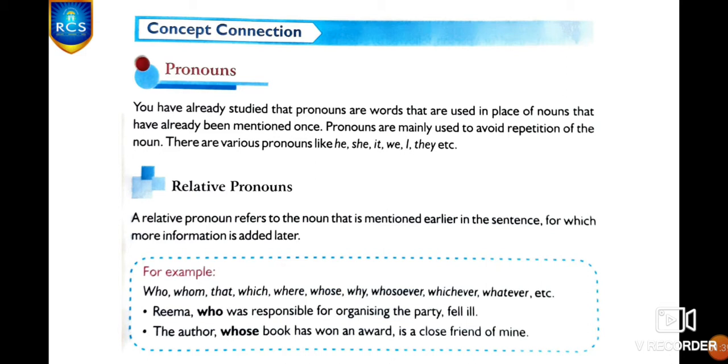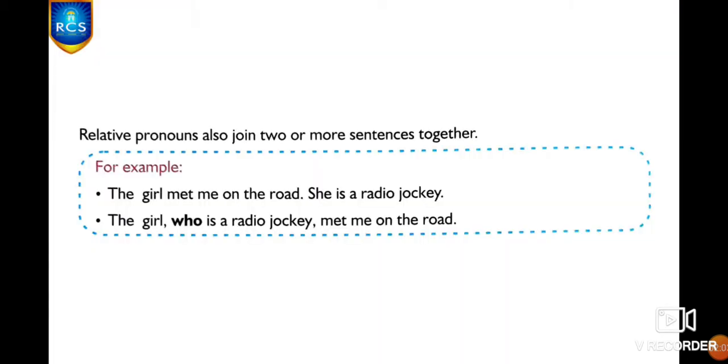For example, Rima, who was responsible for organizing the party, fell ill. The author, whose book has won an award, is a close friend of mine. You are adding additional information about the noun they have mentioned earlier using these relative pronouns.